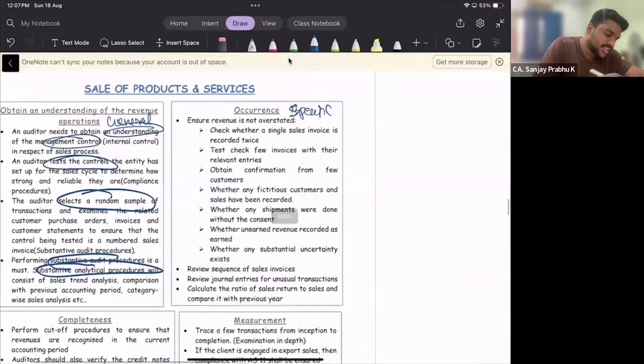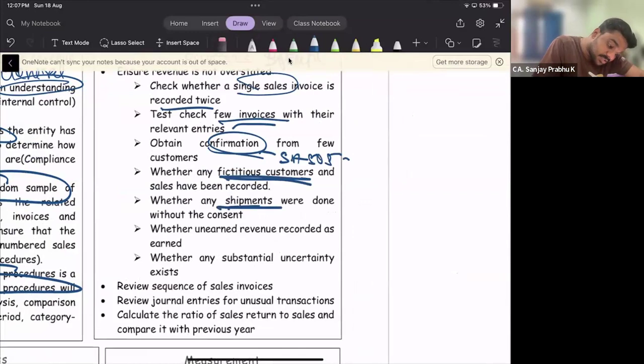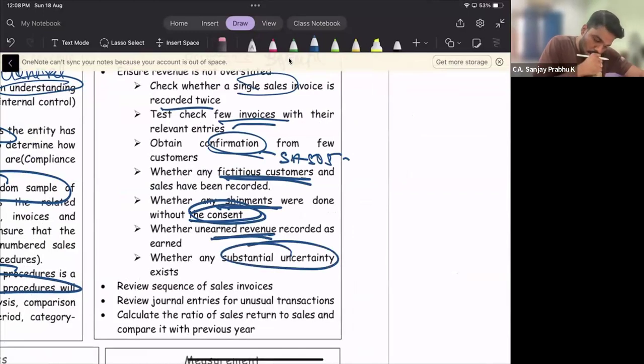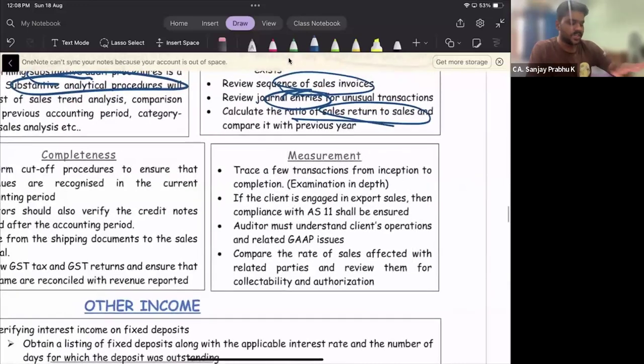Then overstated: check whether single invoice is recorded twice, few invoices, obtain confirmation. SA 505. Fictitious customer, any shipments done without the consent of the customer, unearned revenue recorded, substantial uncertainty exists. Sequence of sales invoices, whether all sales invoices have come, journal entries, ratio of sales return to sales, then measurement, completeness, everything has been provided.